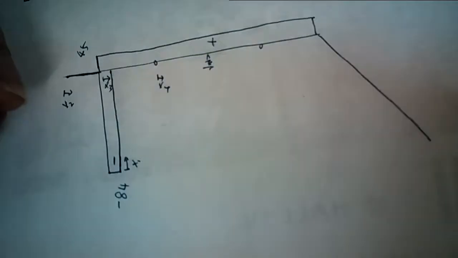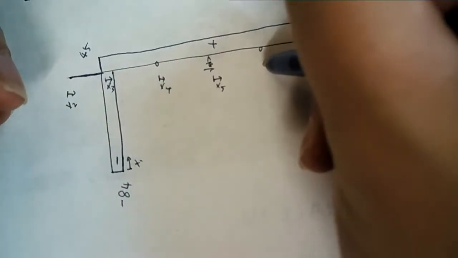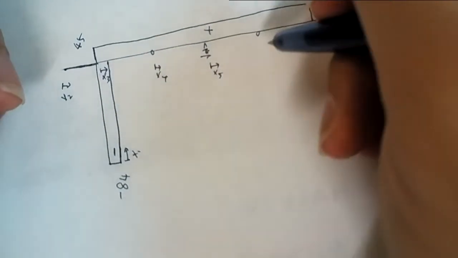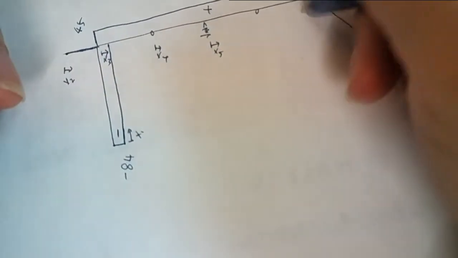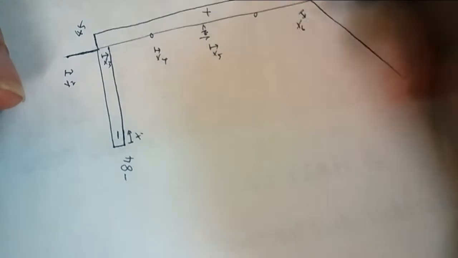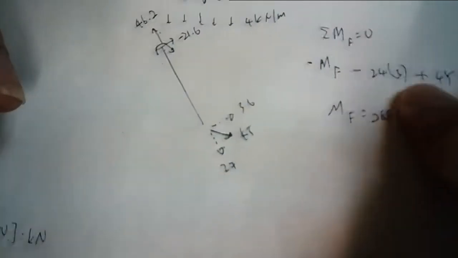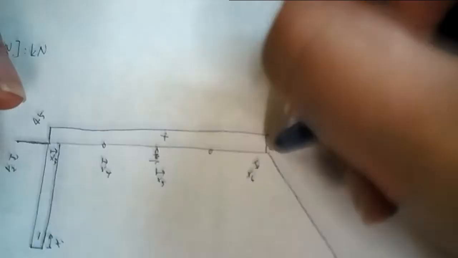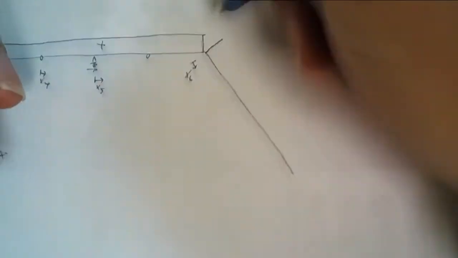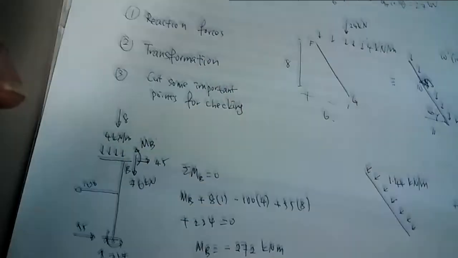And then let's call this X4. And then this is X5. I think it should be enough. And then this is X6. Just now we found out that the axial force at this point is 46.2 in tension. Okay, so it's something like this, 46.2. I hope you still remember that.